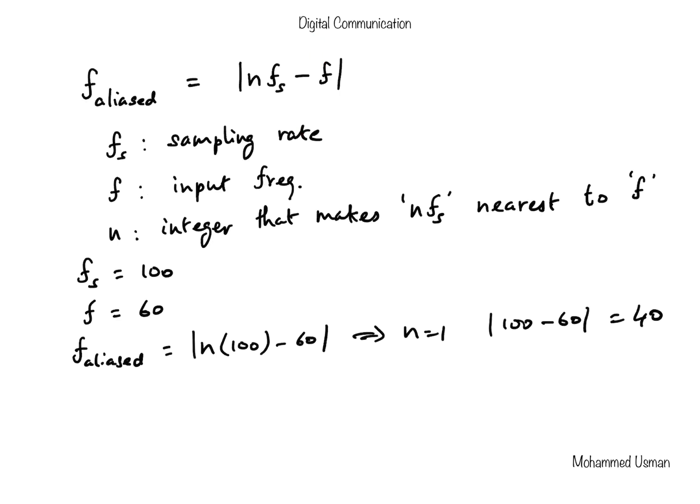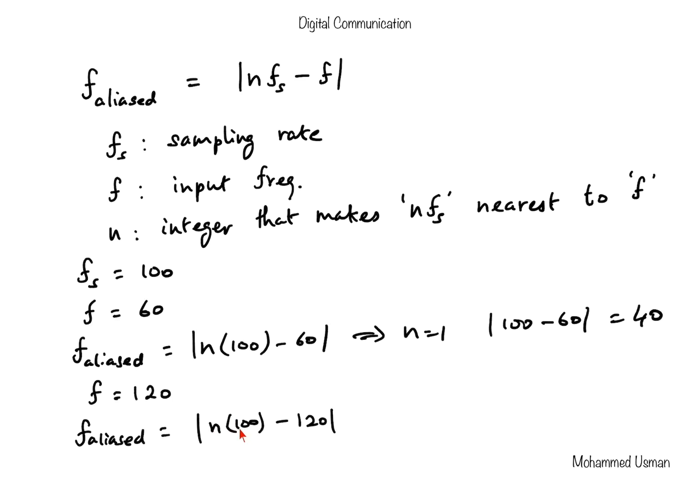Similarly, let's say we choose 120. So if we have f equal to 120, let's see what happens. The aliased frequency in this case would be f aliased equal to the magnitude of n times fs, which is still 100, minus 120. So what value of n would make this product of n into 100 nearest to 120? Obviously it's going to be 1.